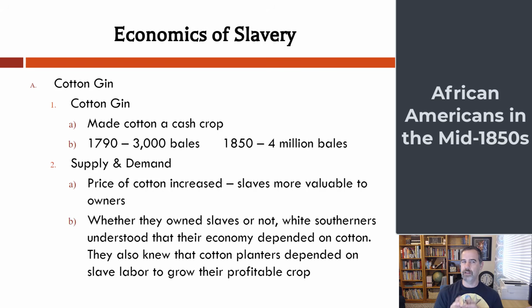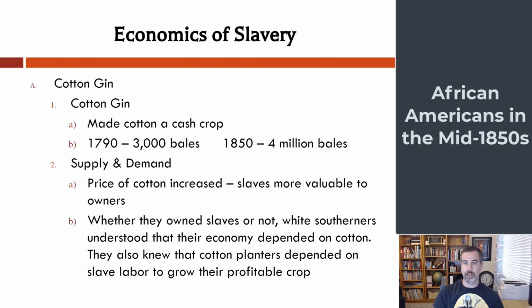In 1790, right before the invention, about 3,000 bales of cotton were being produced a year. By 1850, 10 years before the election of Lincoln in 1860, we have 4 million bales being farmed in the southern states. With supply and demand, the price of cotton increases, and slaves become more valuable to their owners. It's a very profitable crop.